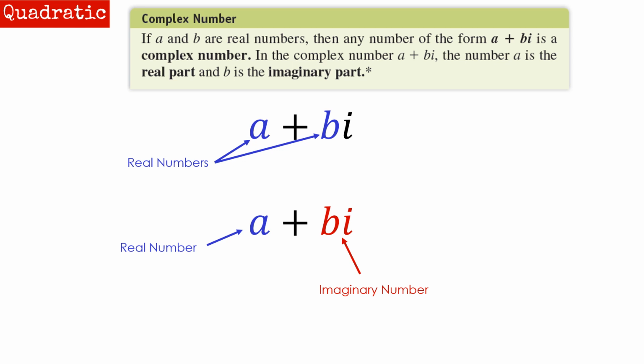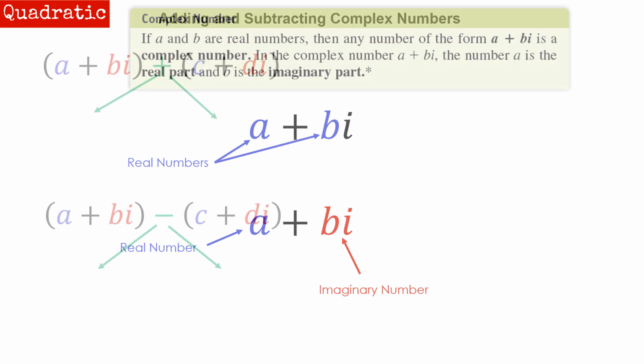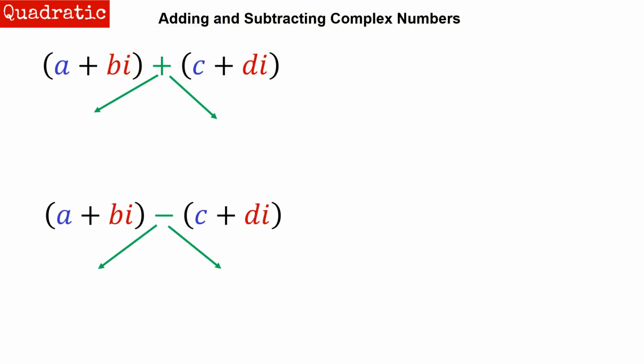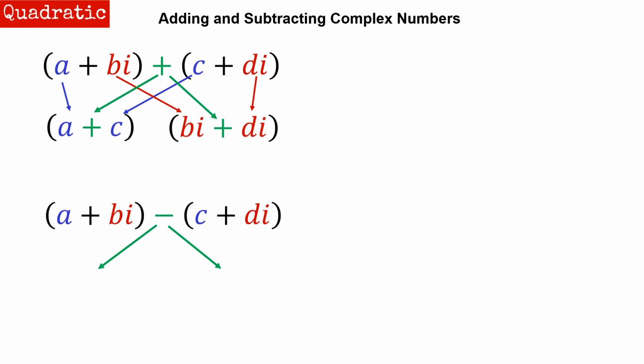The other thing we have to remember is that every answer we get has to look like this, a plus bi. The first thing we're going to do is add and subtract complex numbers. Let's look at the first one. When I'm adding two complex numbers, what I have to do is add the real numbers together, a plus c, and then add the imaginary numbers together, and that will give me my answer. Let me show you an example.